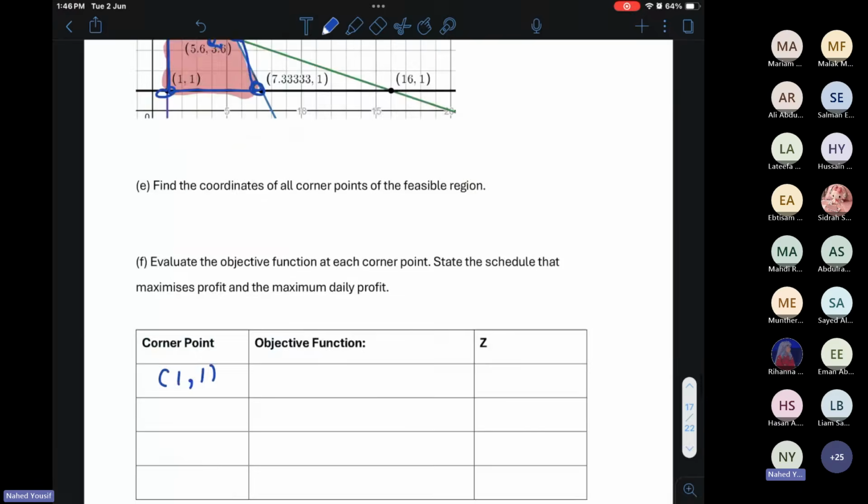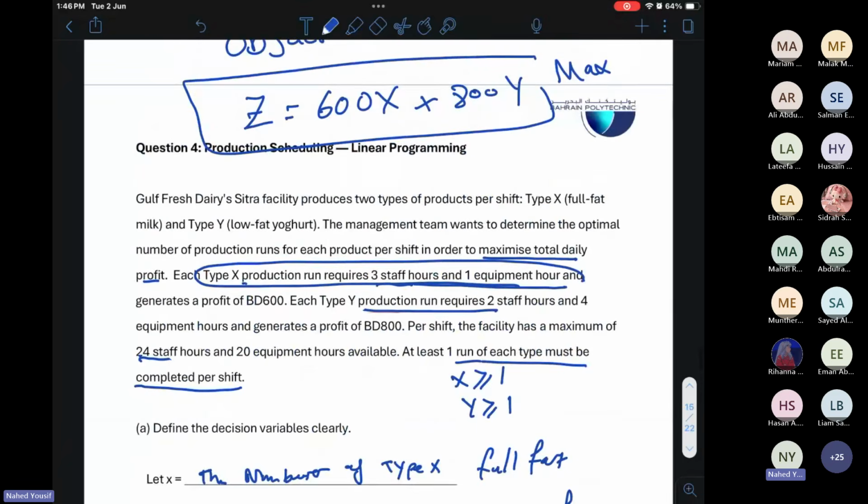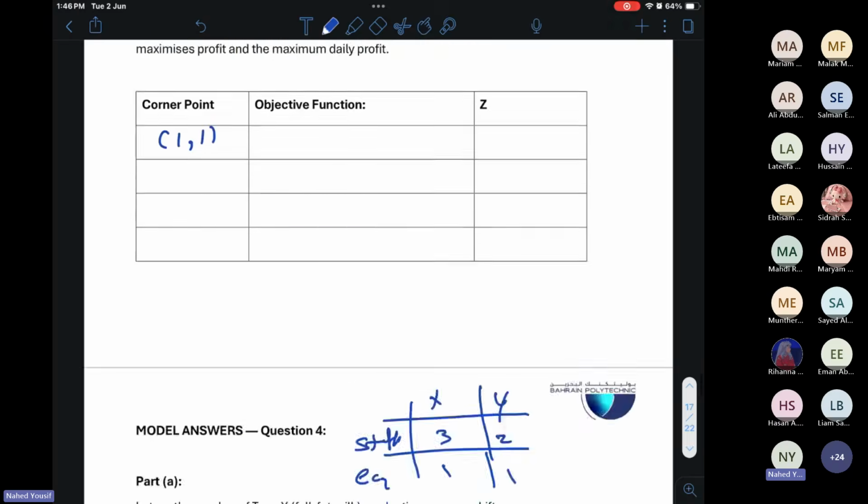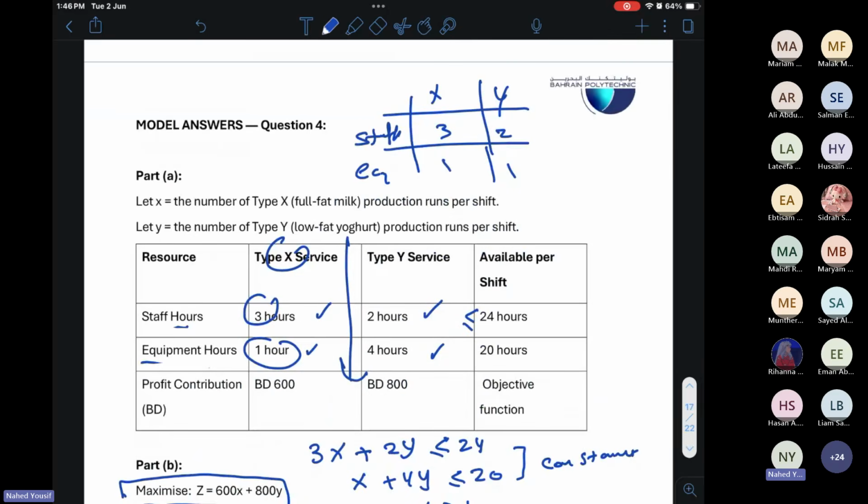Same thing for Y. You should read the question. It's written in the question. Each type of production takes 2 staff hours. So here 2 and 4 in equipment. So it's in the written part. Just with practice, you have a lot of exercises. You will get the clue.